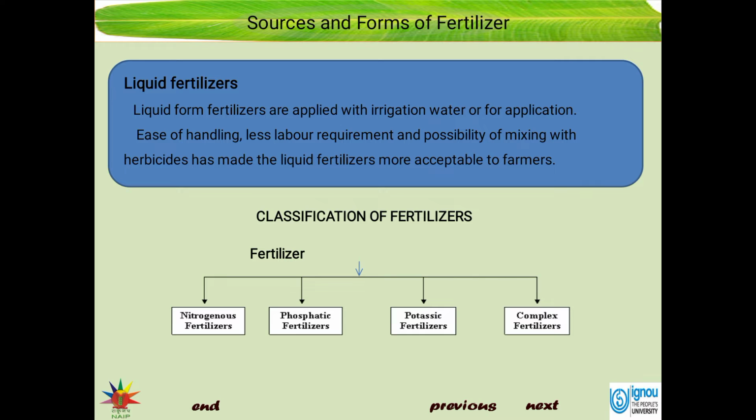So these fertilizers are classified into four parts. It is important. First is the nitrogenous fertilizer, second is the phosphatic fertilizer, third is the potassic fertilizer, and fourth is the complex fertilizer. So we will discuss them one by one.